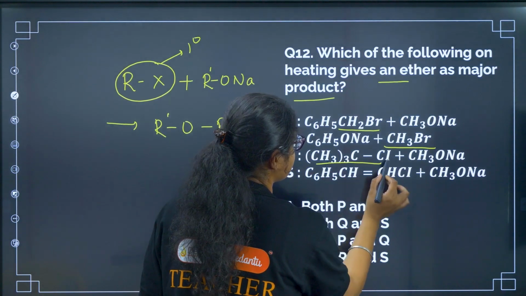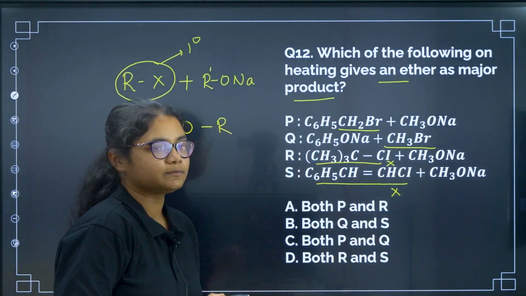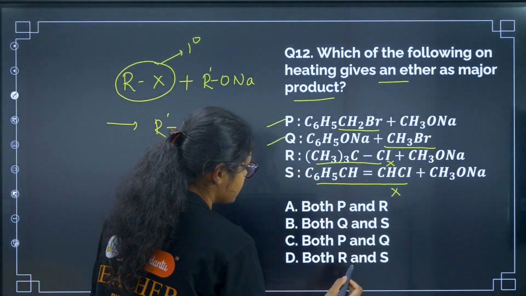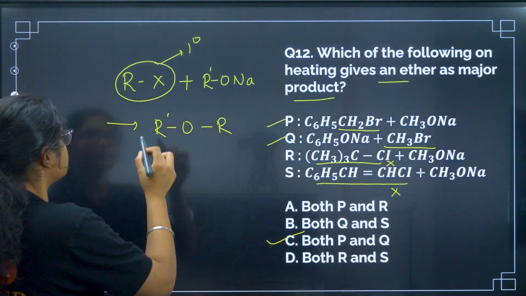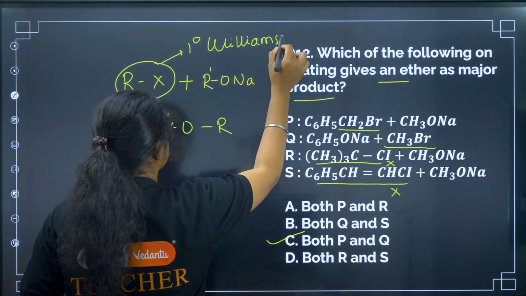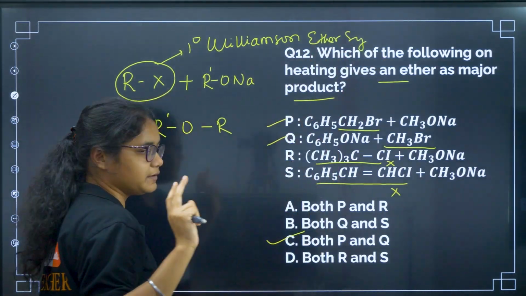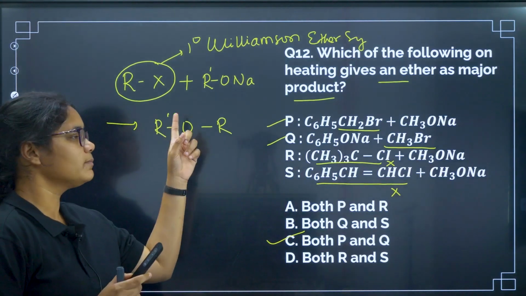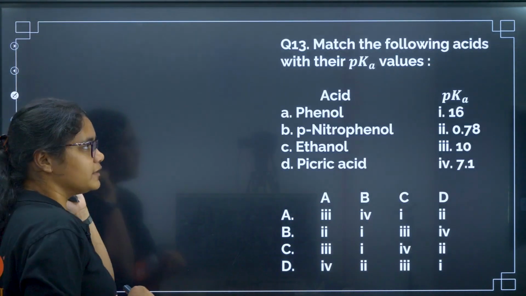This one is tertiary, so it will not react, and this one is not attached to an sp3 carbon, right? So according to the condition we can say P and Q. So both P and Q, that is your option number C. This condition comes from the Williamson ether synthesis, a very important reaction. In ethers we generally have two types of questions: one is cleavage of ethers, another is Williamson ether synthesis. So please do more questions from this part.